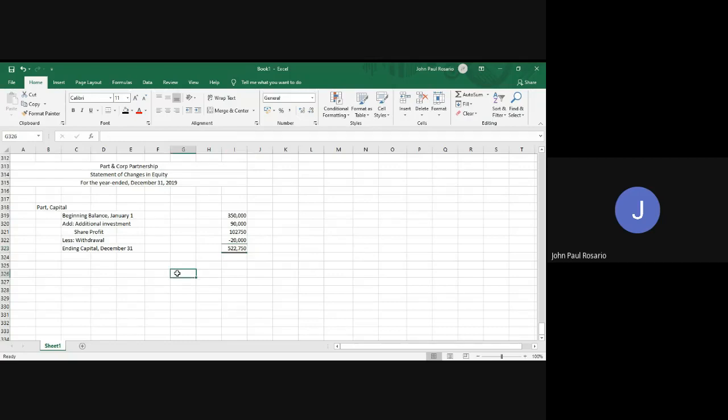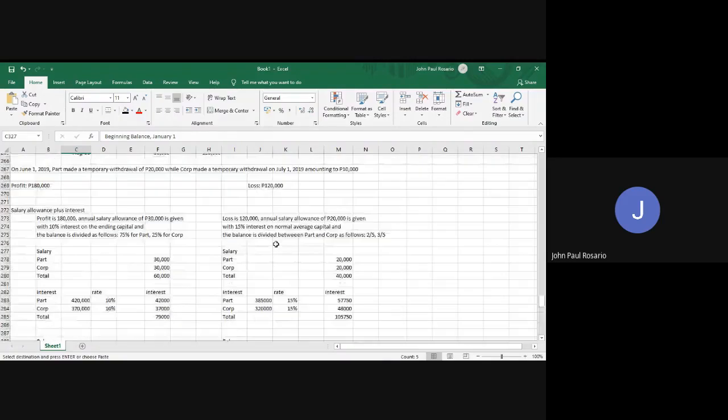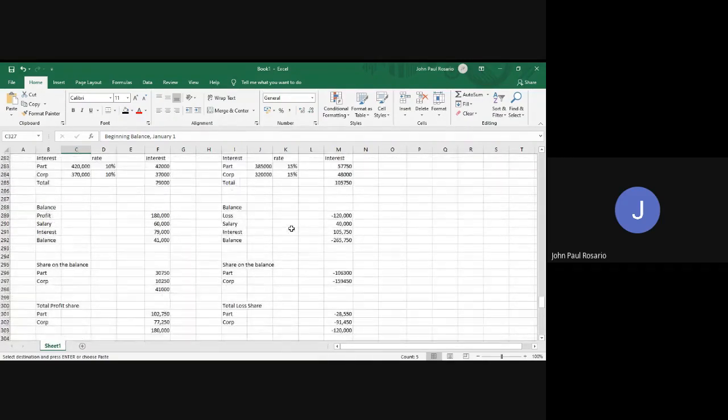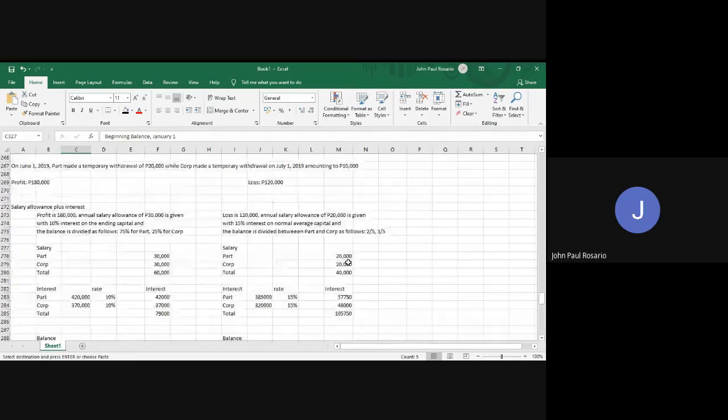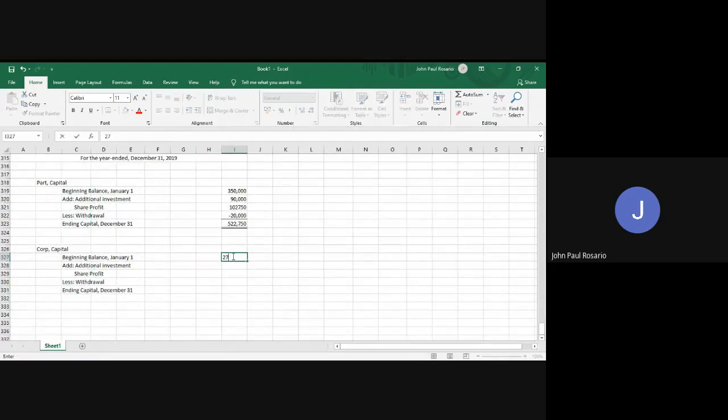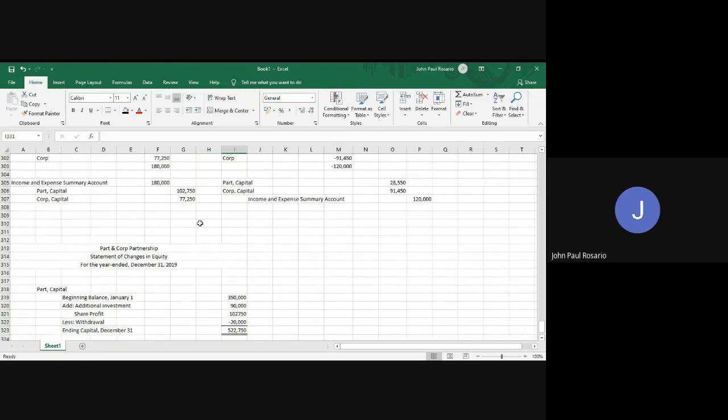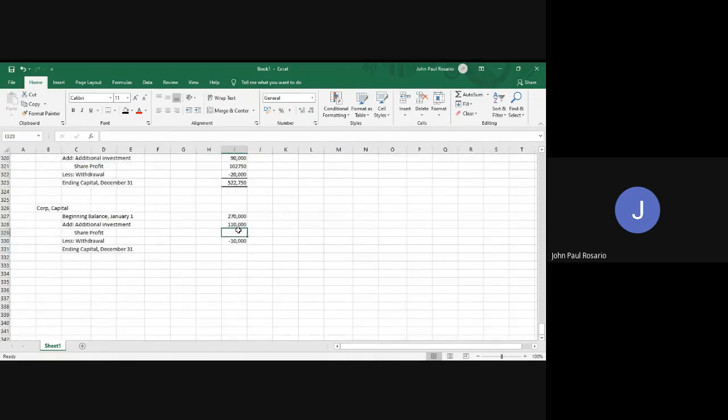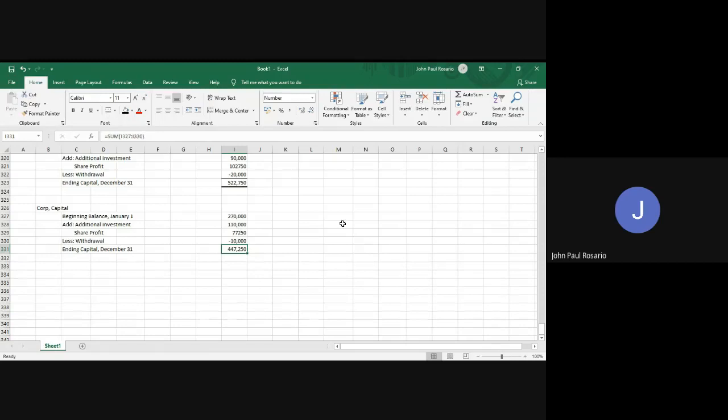And then let's go down to Corp's capital. Same idea. Beginning capital is 270,000. Additional investment is 110,000. Withdrawal is 10,000. And then our share in the profit is 77,250. So we can compute the ending capital, as simple as that.